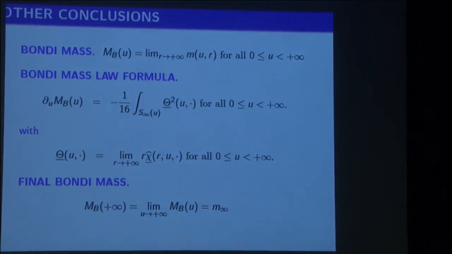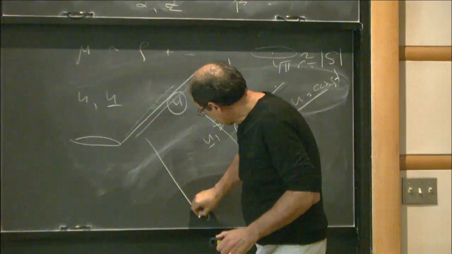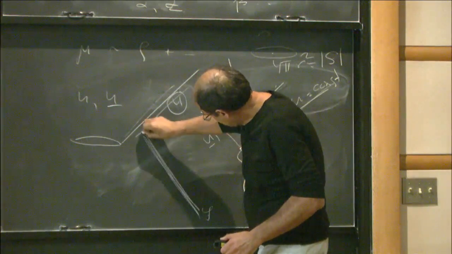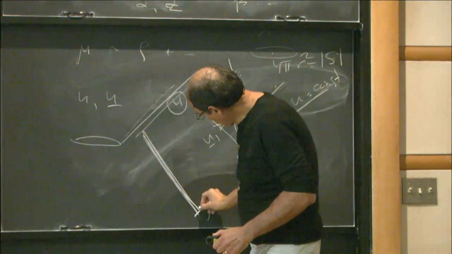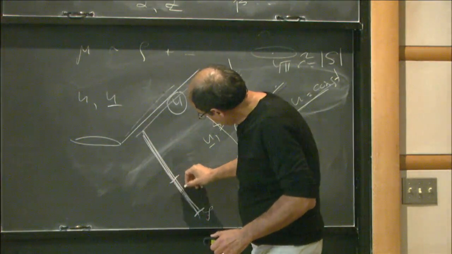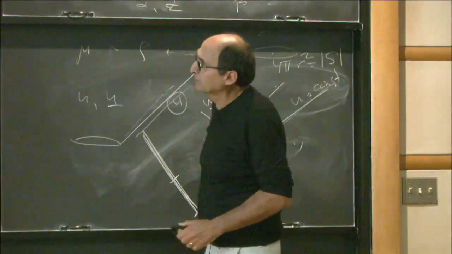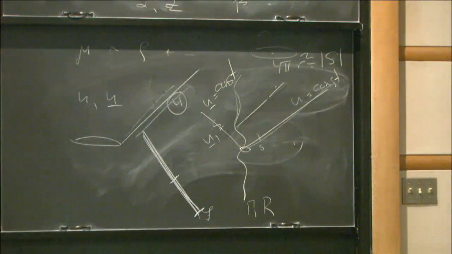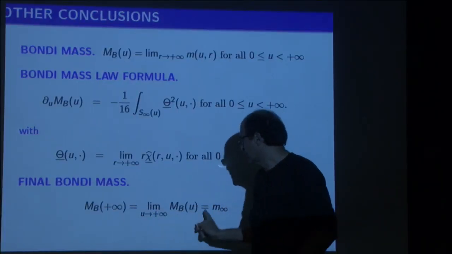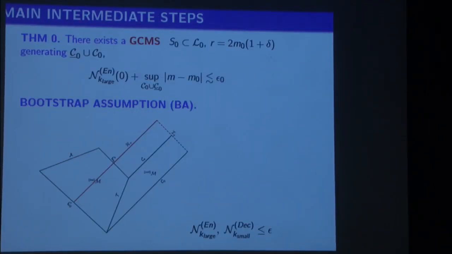So you have scri, and you have a formula which connects the Bondi mass here to the Bondi mass here, the final Bondi mass, which is M infinity. So now I'll talk about maybe the main intermediary steps.